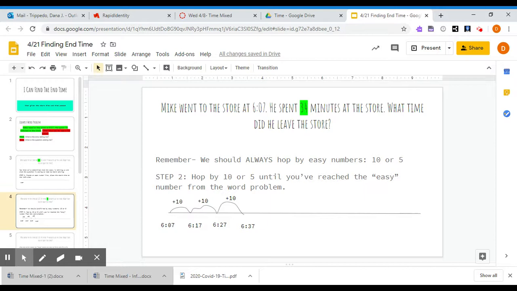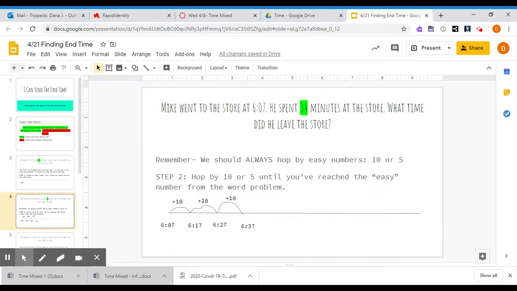When I remove my box here, you can see I chose to hop by tens. I hopped 3 tens because I wanted to stop at 30 minutes. So 6:07, I hop 10. And don't forget to always add your time on the bottom of your number line. So that's 6:17. Add another 10. That's 6:27. Add another 10. That's 6:37. Remember, in these types of problems, they're giving you a time and how much time has passed. So far, we've only hopped 30 minutes, which means we're not done.